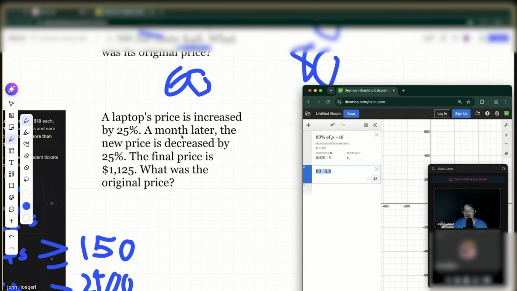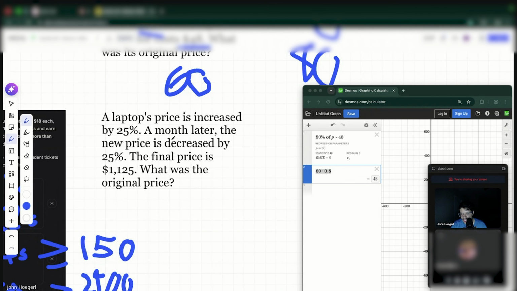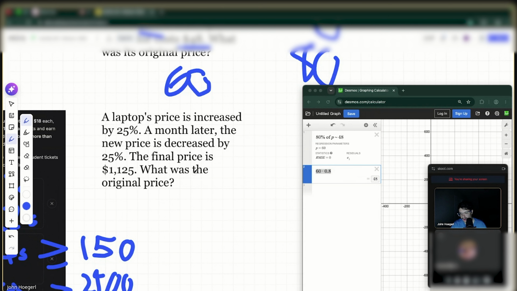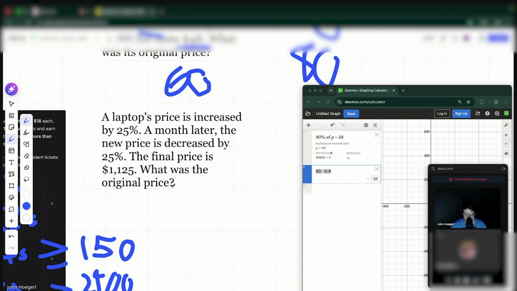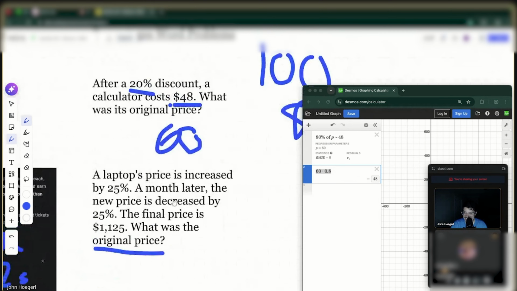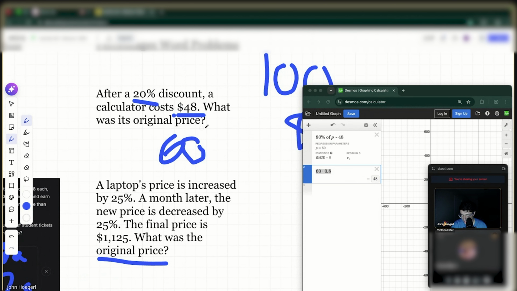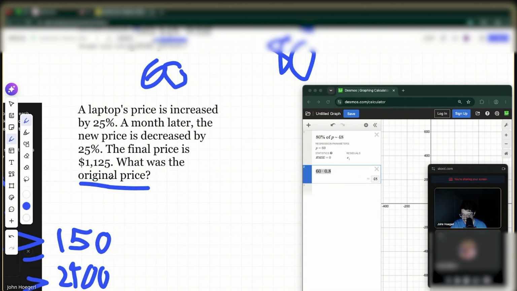Here's a slightly more complicated one. A laptop's price is increased by 25%. A month later, the new price is decreased by 25%. The final price is $1125. What is the original price? We're looking here again for the original price. I didn't really do the goal setting here, but we didn't really need to. It's pretty simple. So that's the original price. That's the goal. And here's the information.